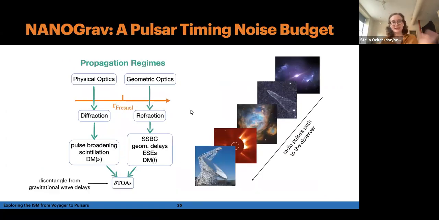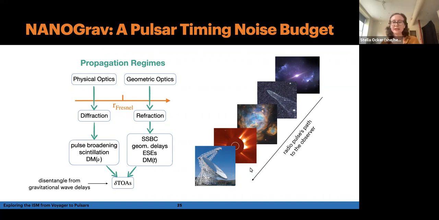So at the beginning of this talk, I kind of implied that I wouldn't really be talking about NANOGrav, but I wasn't entirely truthful, because the reality is that all of the things I've talked about today are very relevant to NANOGrav, in particular to constructing a pulsar timing noise budget. So radio pulses from pulsars traverse many different kinds of structures in the ISM, all the way from the pulsar's local environment through the heliosphere and the solar wind before arriving at our observatories.